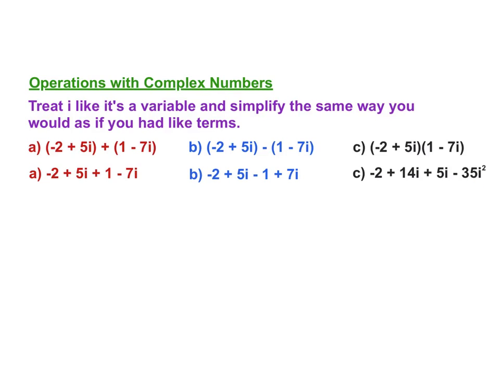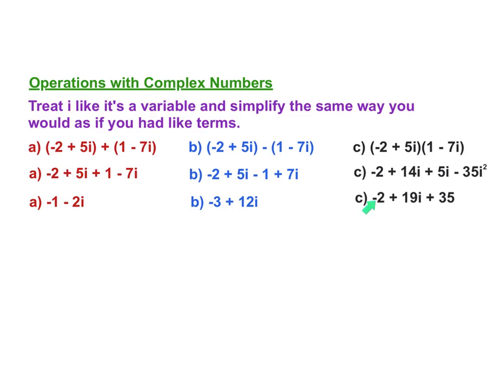Okay? So for over here, for A, I've got my real parts and my imaginary parts. Real parts here, imaginary parts. Notice what happened. Negative 2 plus 1 is negative 1. 5 minus 7 is negative 2i. That one's done. Complex number form, a plus bi. Okay. Negative 2 minus 1 is negative 3. 5 plus 7 is 12i.